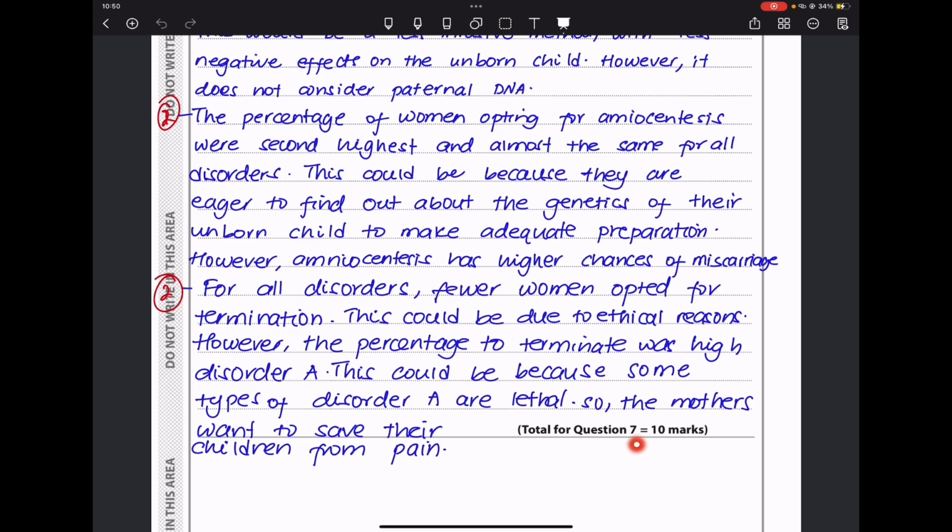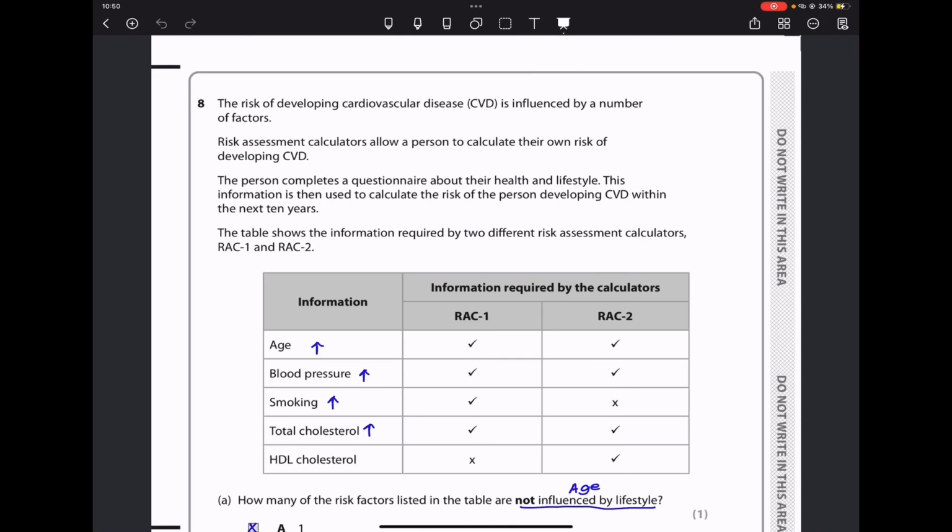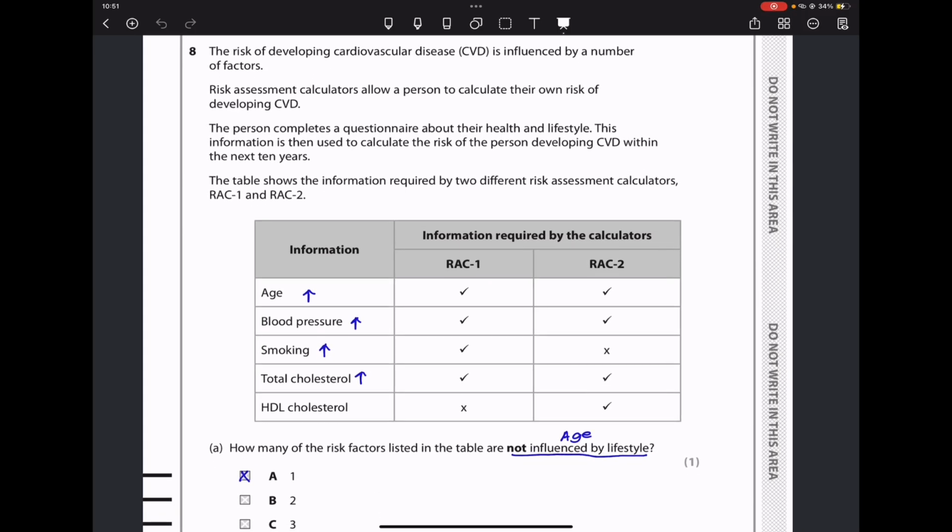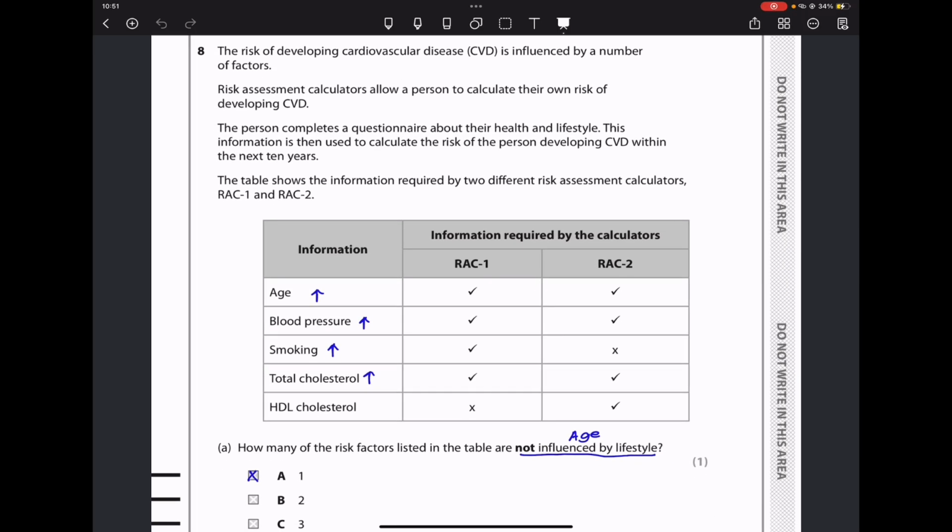So this brings us to the end of question 7. Let's continue to question 8. In question 8, the risk of developing cardiovascular disease is influenced by a number of factors. Risk assessment calculators allow a person to calculate their own risk of developing CVD. The person completes a questionnaire about their health and lifestyle. This information is then used to calculate the risk of the person developing CVD within the next 10 years.